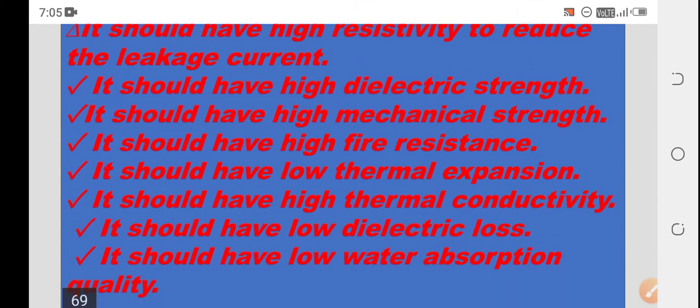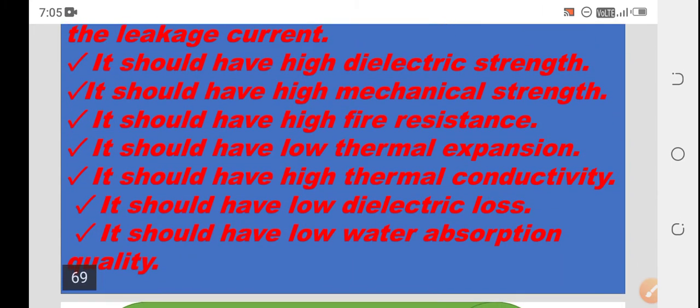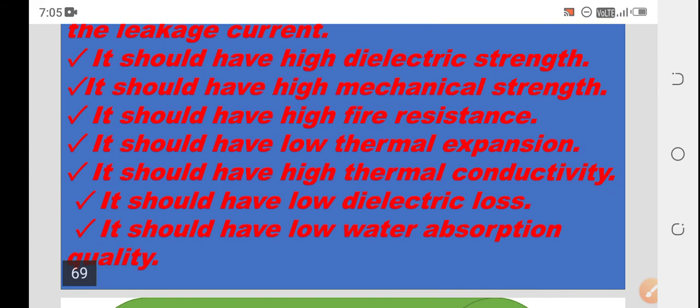It should have high mechanical strength. It should have high fire resistance. It should have low thermal expansion. It should have high thermal conductivity. It should have a low dielectric loss. It should have low water absorption quality.